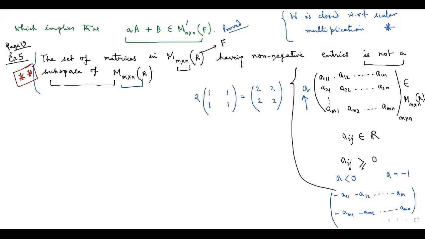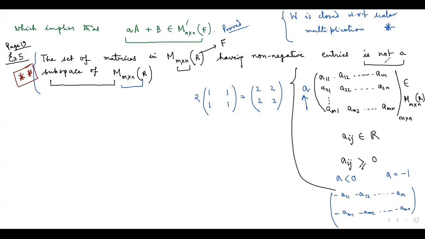The question can be set in the following way. For example, I'm asking: the set of matrices having non-negative entries is not a subspace. Option number 1, because the 0 element doesn't belong to it. Option number 2, all the elements are not having non-negative entries in the subset. Option number 3, it is not closed with respect to vector addition. Option number 4, it is not closed with respect to scalar multiplication. Which one is the option? This sort of question will be asked in MCQ type problems.